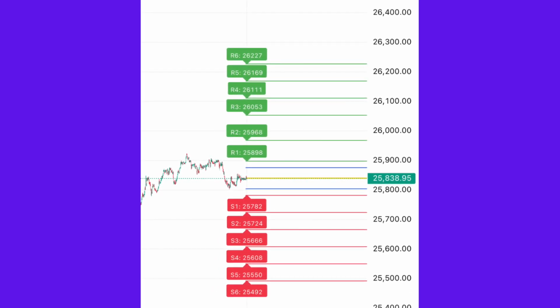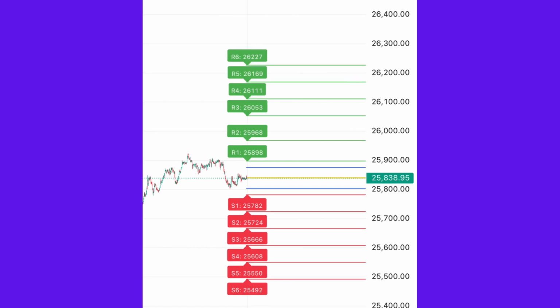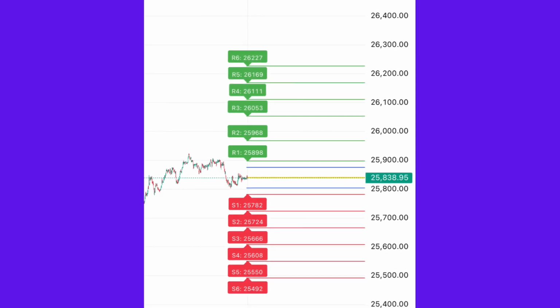In today's video, we're going to break down the complete pre-market analysis for Nifty and also look at the important support and resistance zones for Wednesday's session. We'll understand how Nifty is positioned, what the levels indicate, what could be the possible opening sentiment, and how you can plan your intraday trades more confidently. So make sure you watch till the end.